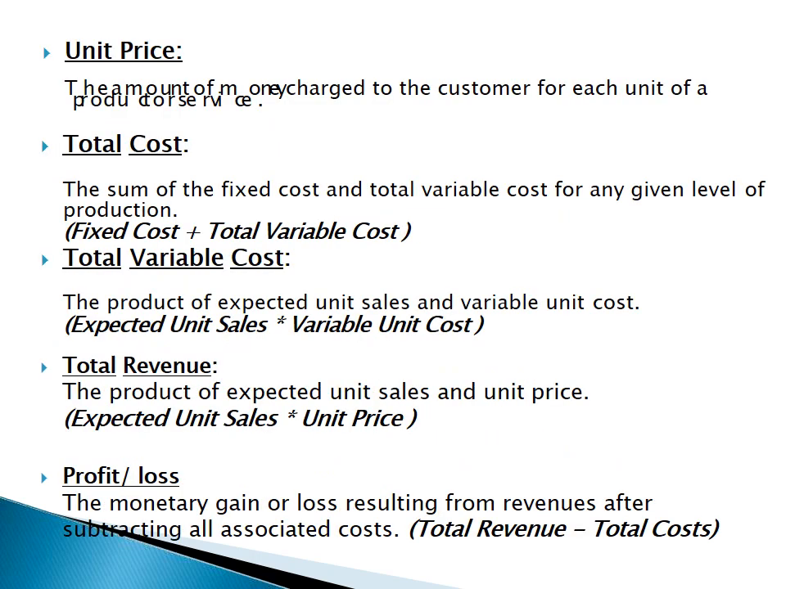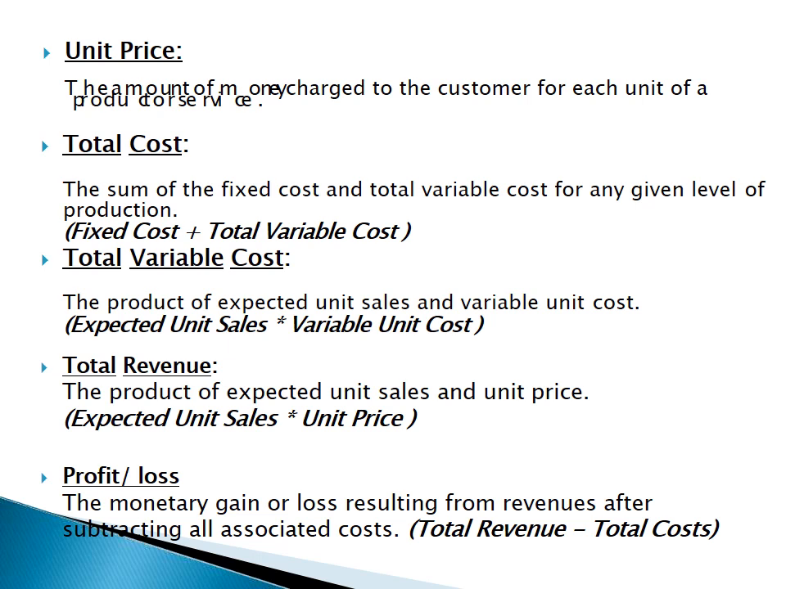Next is the unit price. Unit price means the amount of money that is charged to the customer for each unit that is produced or service provided. So this is known as the unit price. Total cost means the fixed cost as well as the total variable cost. Both are combined together to form the total cost.